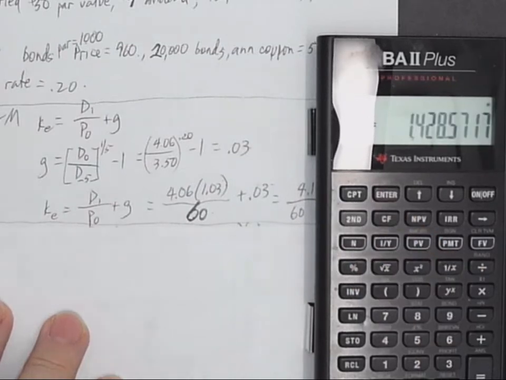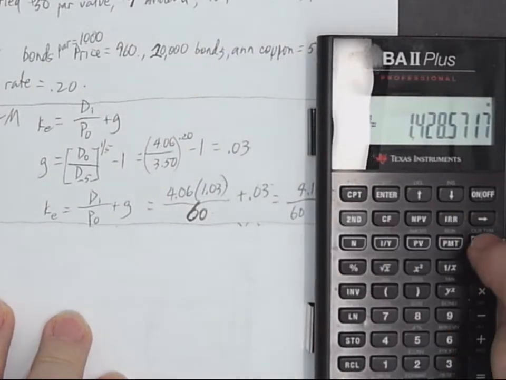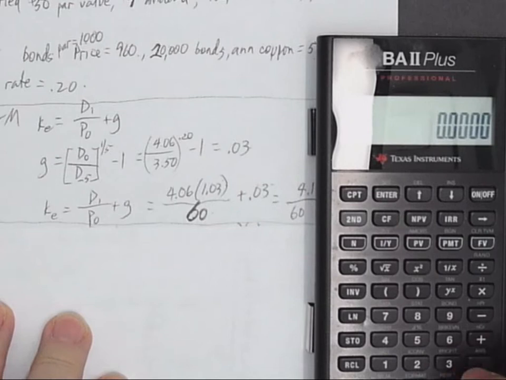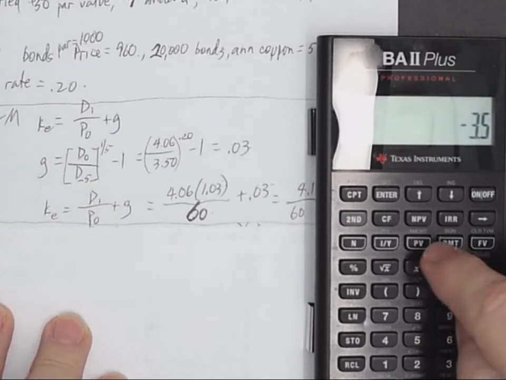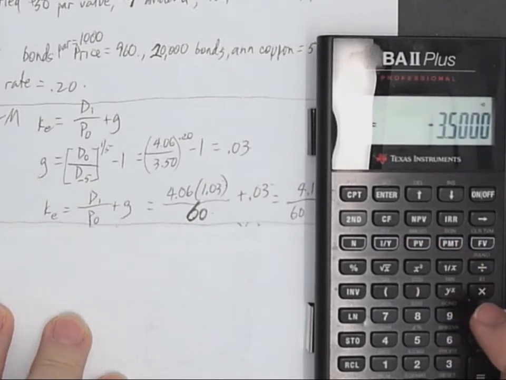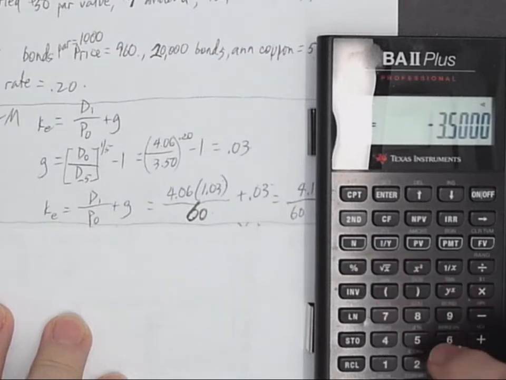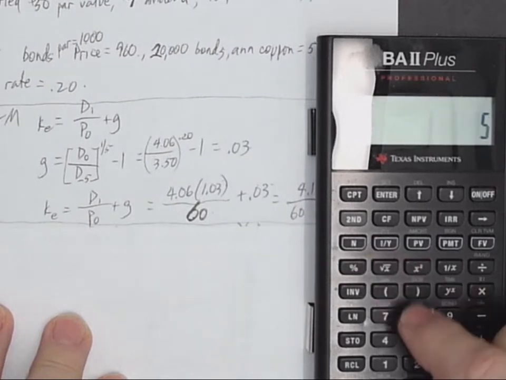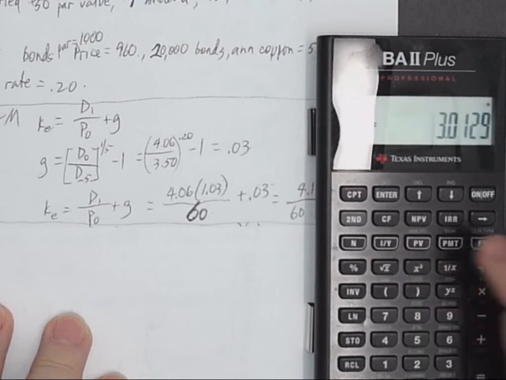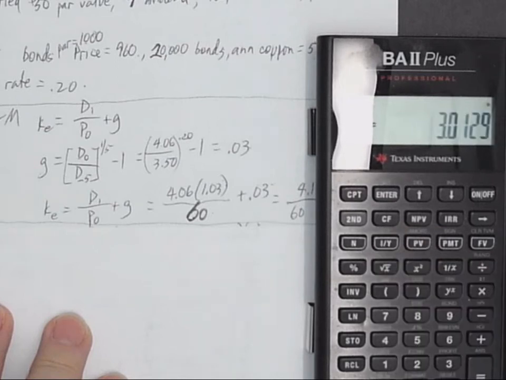Well, obviously I pushed the wrong button. We're going to try that again. We've got 4.06 is my future value, 3.5 change signs is my present value, 5 is my N, compute IY, and it's 3.0129, and I just, for this purpose, rounded it to 3%.